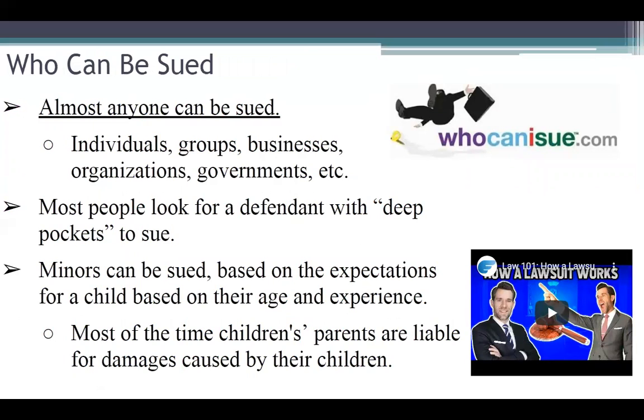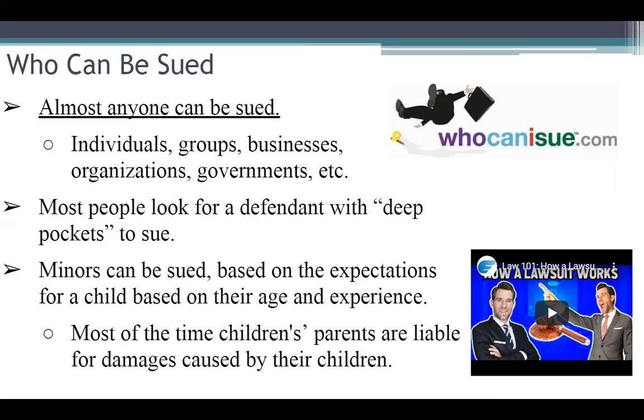And so this also brings us to the idea of who can be sued, right? Basically, here in the United States, almost anybody can be sued. Individuals, groups, businesses, organizations, governments, etc. Right? Most people can be sued. However, most people and most lawyers don't go after cases unless there is a defendant with what we call, quote unquote, deep pockets, right? So, for example, you might have been wronged by someone, but if that person's flat broke, well, they don't really have any money to pay you compensation for whatever damages or medical bills or whatever the case may be you might have suffered, right?